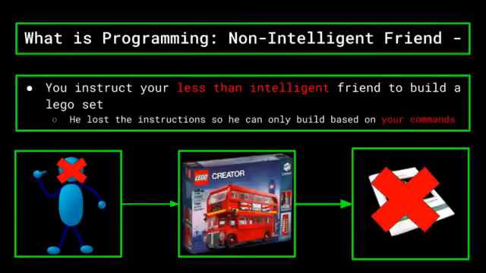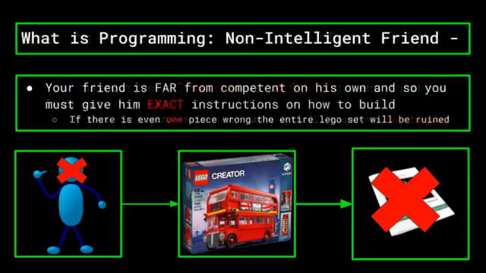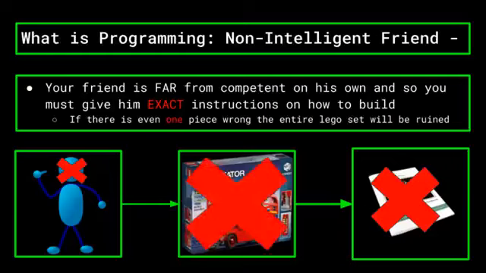Imagine this, for example. You want your less than intelligent friend to build a Lego set, except he has lost the instructions and can only build based on your commands. Remember though, your friend is far from competent, and so if they are not given very specific instructions on how to build the set, there are many mistakes that they could make. If he thinks like a computer, then if there is even one piece that you have not told him specifically where to place and how to place it, the entire Lego set will be ruined, and he will be left to suffer a complete mental breakdown, causing the whole goal of the project to be corrupted.